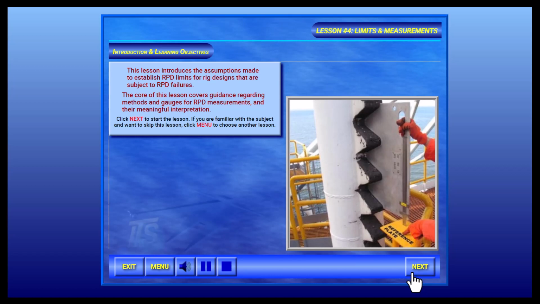This lesson introduces the assumptions made to establish RPD limits for rig designs that are subject to RPD failures. The core of this lesson covers guidance regarding methods and gauges for RPD measurements and their meaningful interpretation.